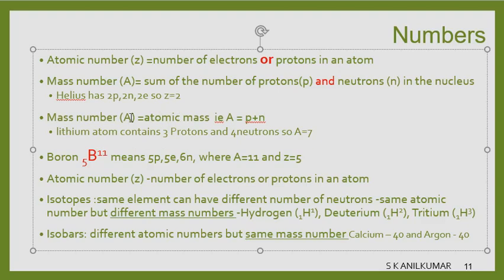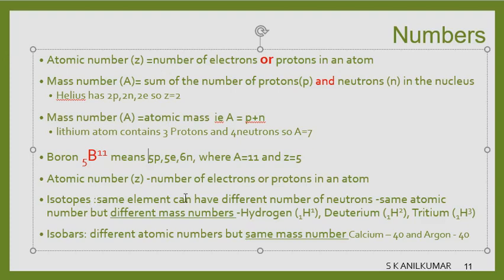11 units in the nucleus, proton plus neutron together, 11 subatomic particles. The subatomic particles in the orbit, the electrons outside, is 5. So you write here 5. Proton or electron is the atomic number. Proton plus neutron is the mass number or the atomic mass. So this is how we write, right? Where A is 11, Z is 5. Atomic number is the number of electrons or protons in an atom.